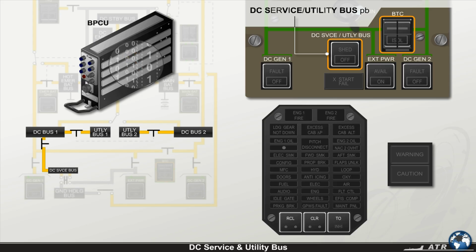If a malfunction in the electrical system forces the bus power control unit to shed at least one of the utility buses from its associated main DC bus, the amber shed light illuminates in the push button and the CCAS is activated.